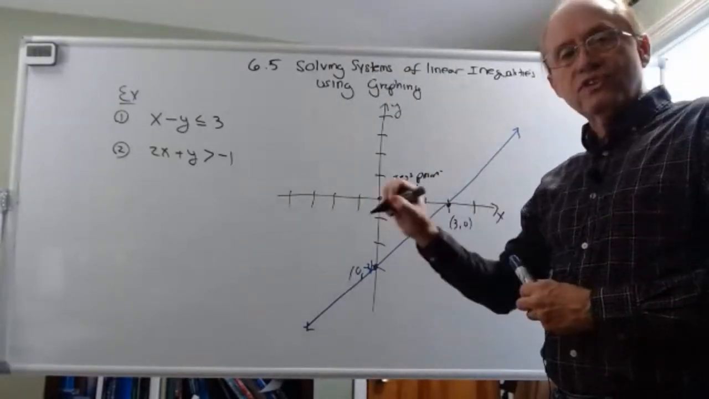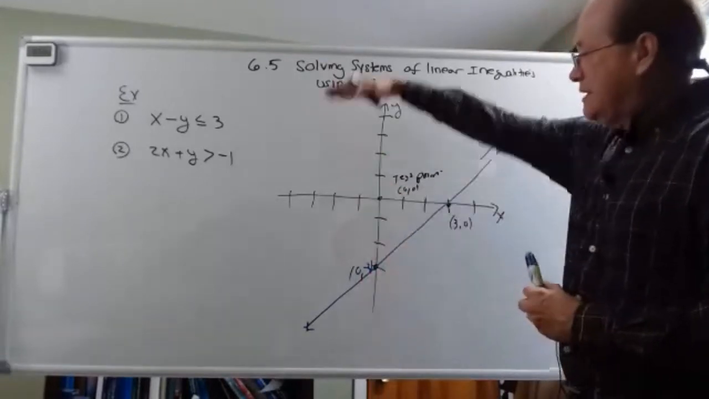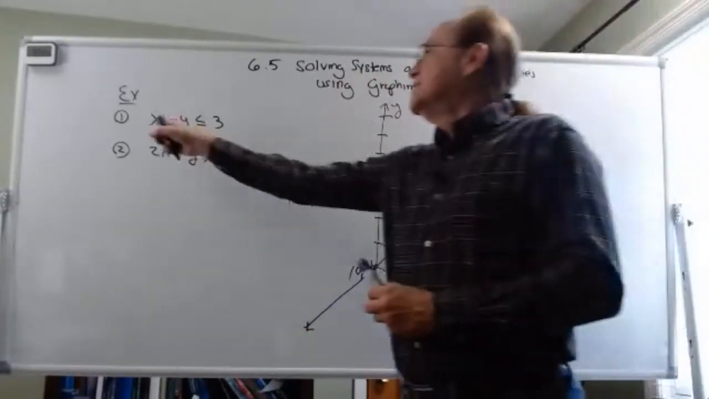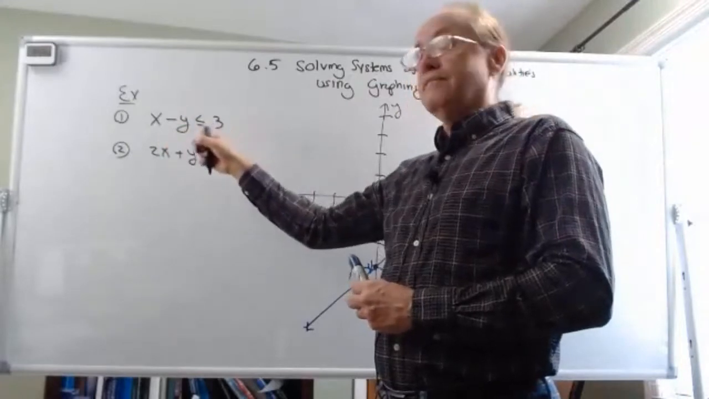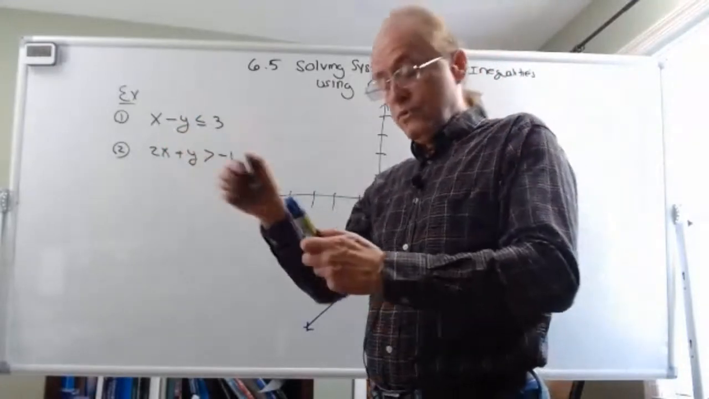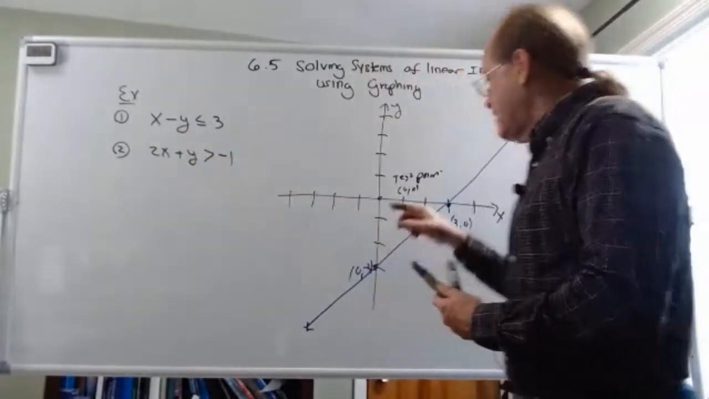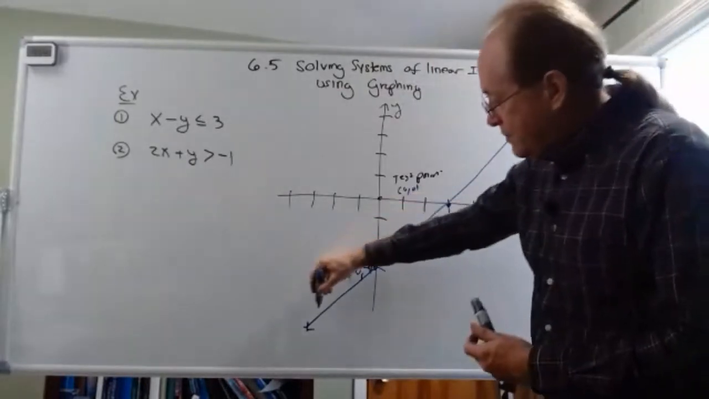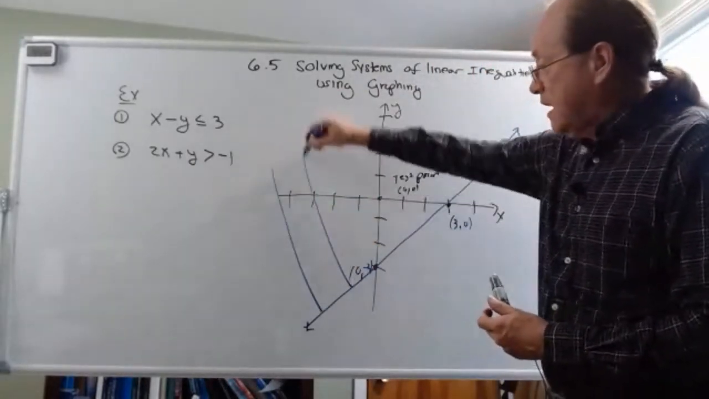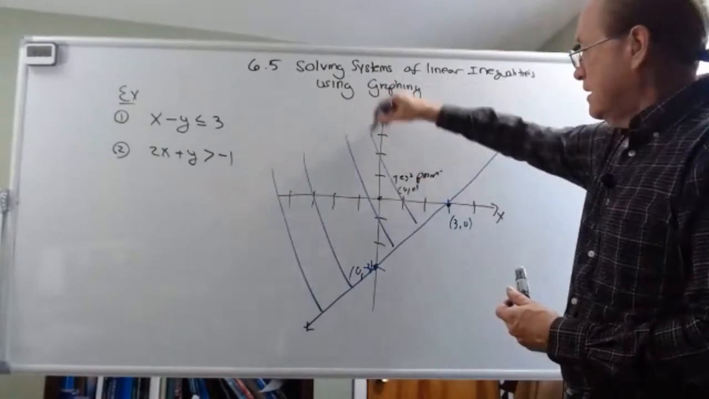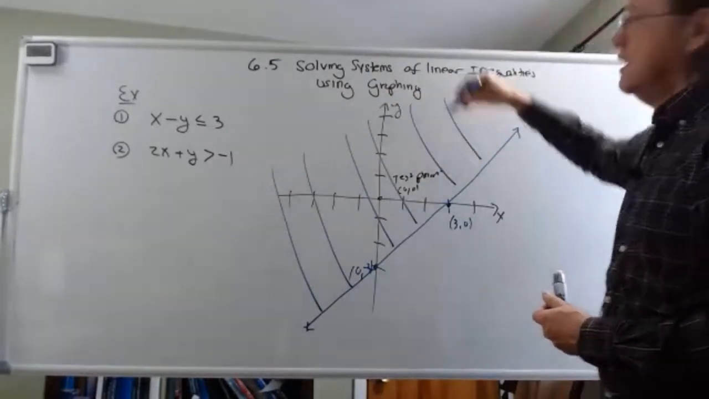And I put it into the inequality. And if it gives me a true statement, then the solution is on that side of the line. So 0 minus 0 is 0, and 0 is less than or equal to 3. So in that case, the test point works. So I shade everything on this side of that line. And then I'm going to show you another way of looking at this as well.